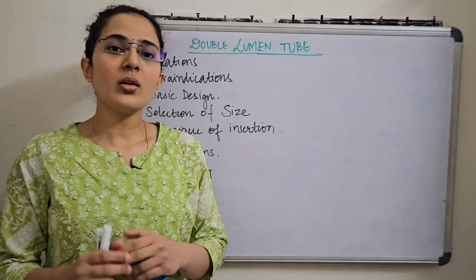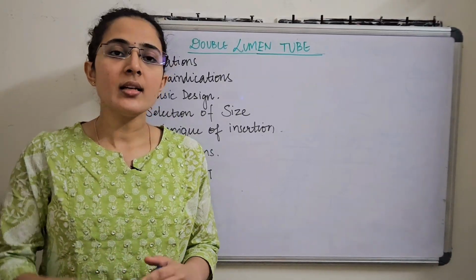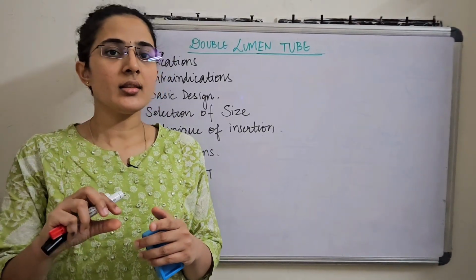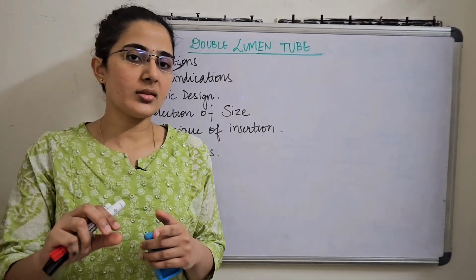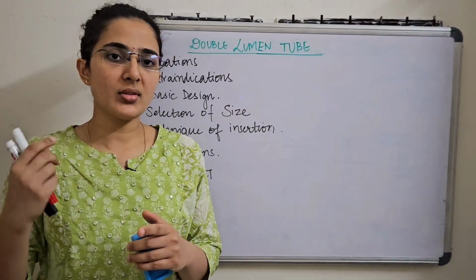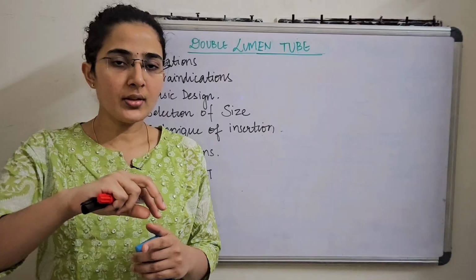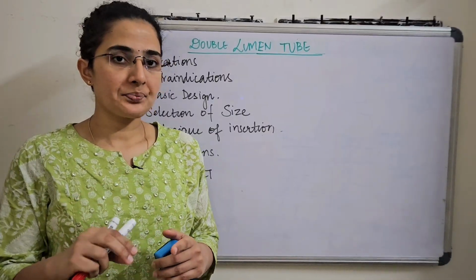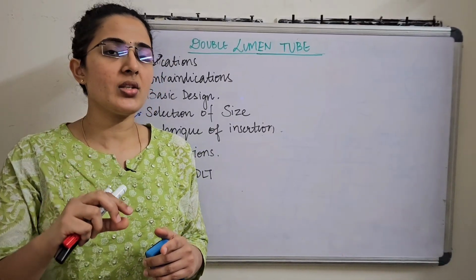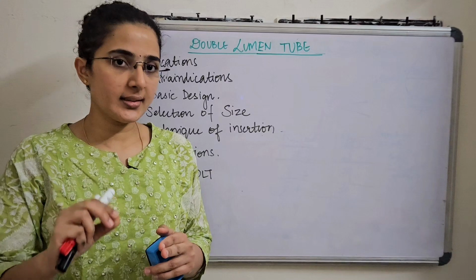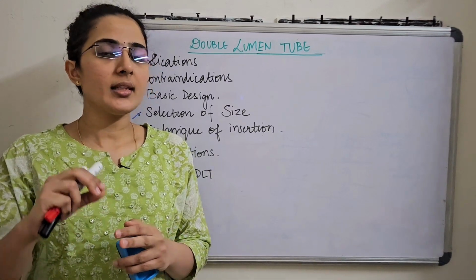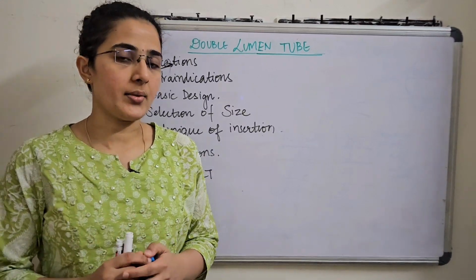Okay, so if you are now inserting a left-sided DLT, we insert it through the glottis. Once it reaches across the glottis, the tracheal cuff, we remove the stylet and rotate it to the left by 90 degrees. Once you reach that position, you will feel some kind of resistance till it touches, and then we can connect it to the ventilator.